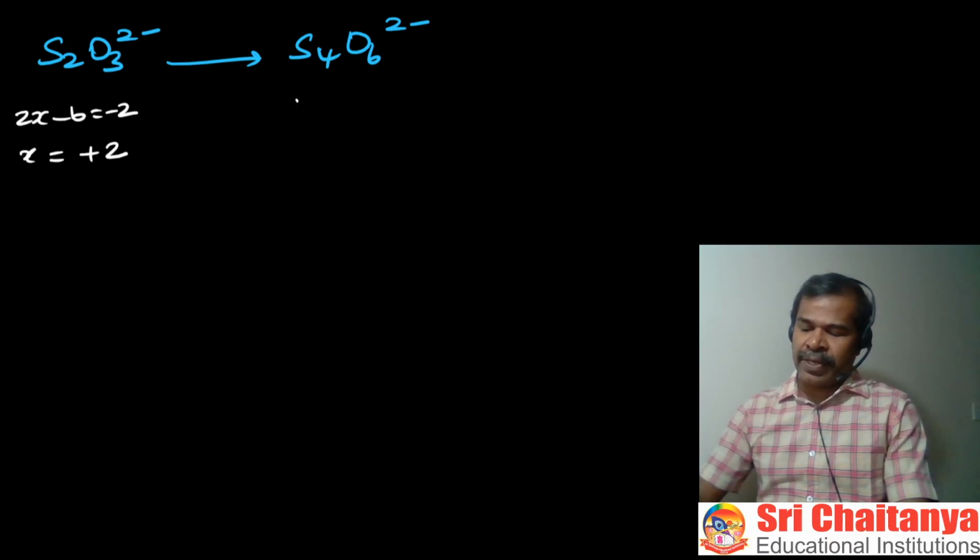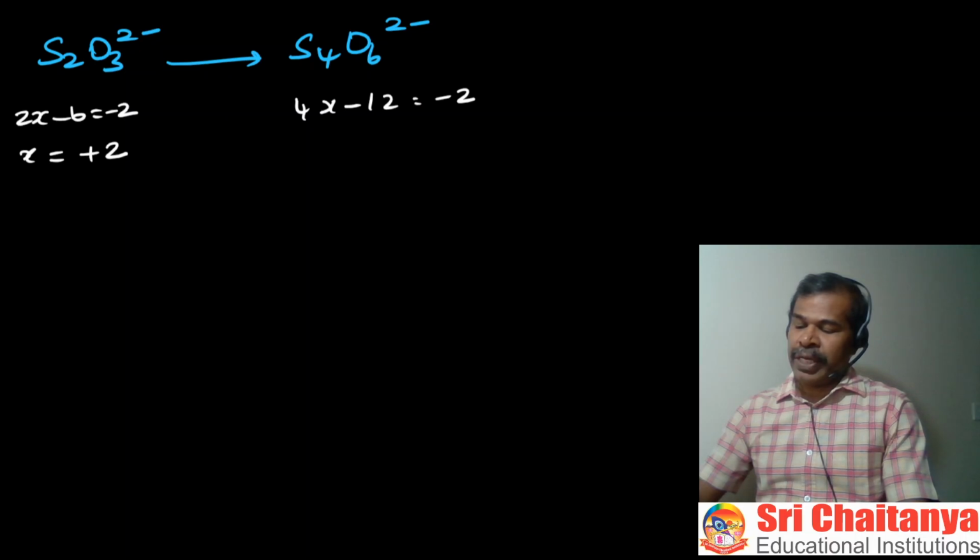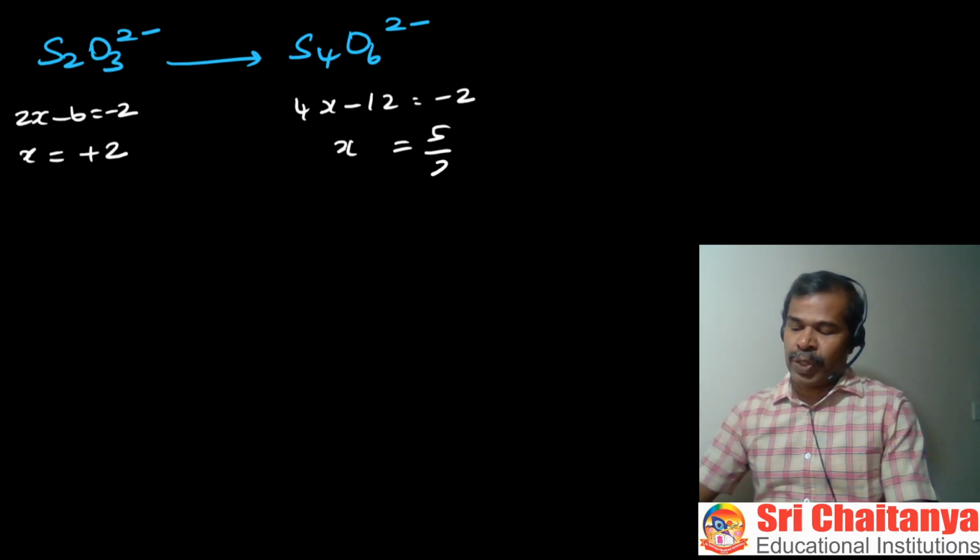On the right side, 4x minus 12 equal to -2. So 4x is equal to 10. So x is going to be 10 by 4, that is 5 by 2. So it is +5 by 2.